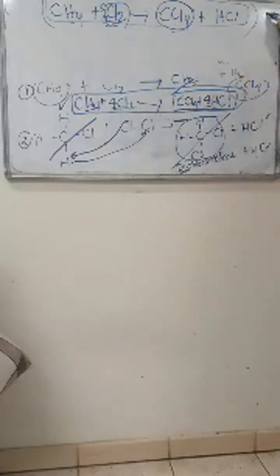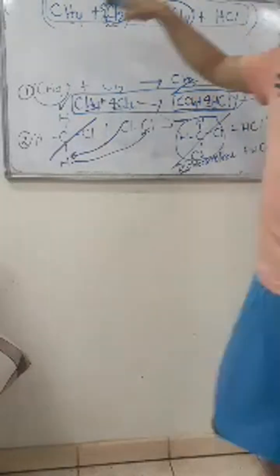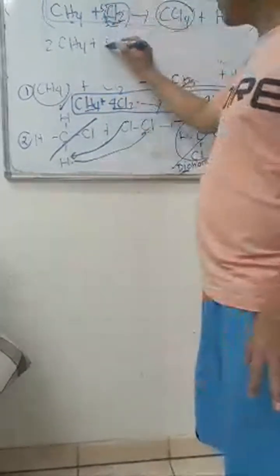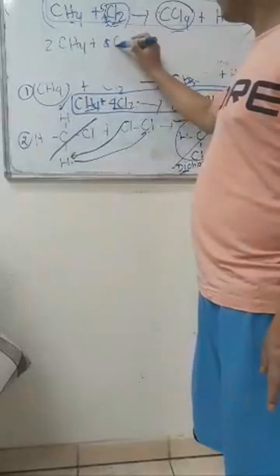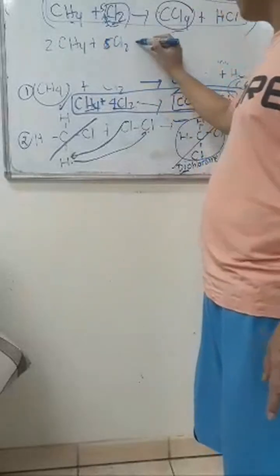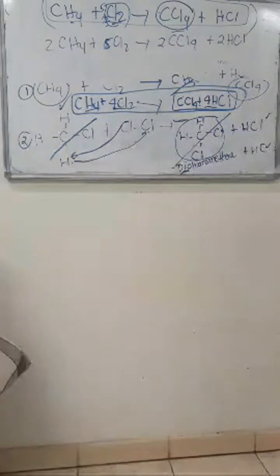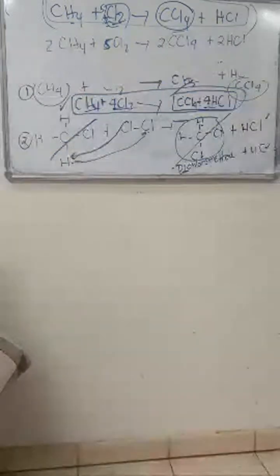But you need to multiply all quantities. So 2 times CH4 is 2CH4, 5 moles of chlorine gas, 2 moles of carbon tetrachloride plus 2 moles of HCl. Now, is it balanced or not? Carbon 2. Hydrogen 8 on one side, hydrogen only 2 on the other. So the hydrogen is not balanced. You get the point?